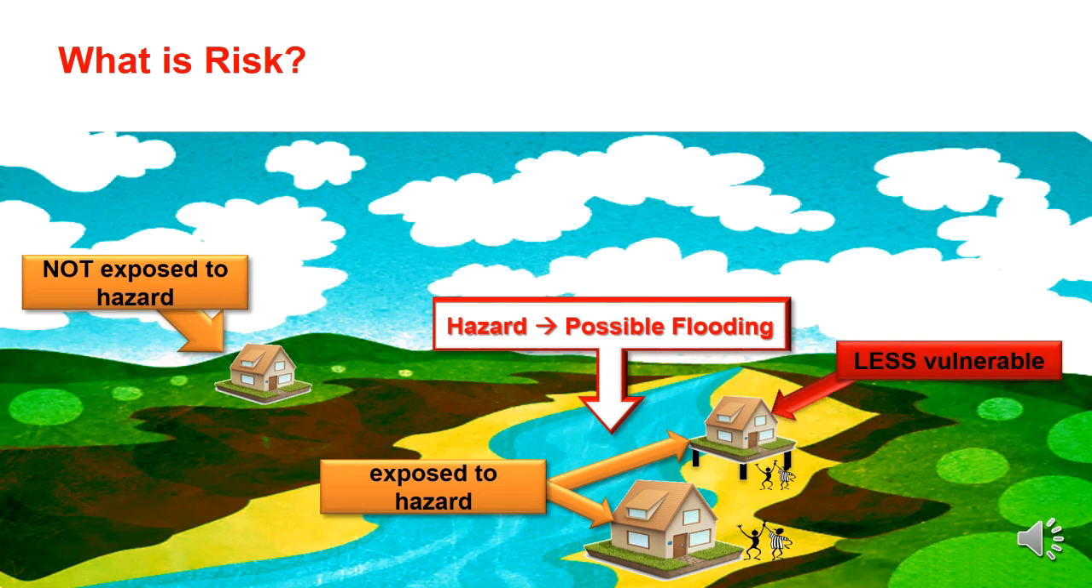So the left side of the river has either no or low risk, whereas on the right side there are 2 buildings exposed to the hazard, but due to some intervention, one building became less vulnerable. This shows how risk can be imagined and how risk information can be used to take interventions that reduce our future vulnerabilities.